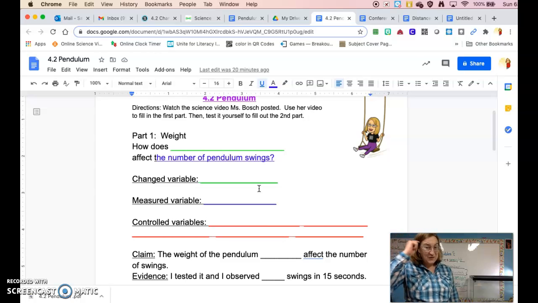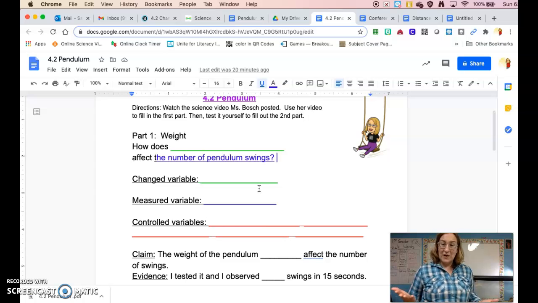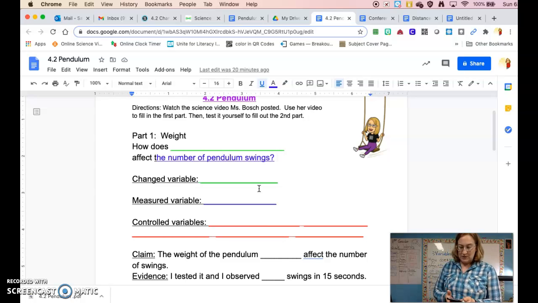So now evidence. I claim the weight of the pendulum, you need to fill that in, and you need to do your thinking, does or does not affect the number of swings. And evidence, I tested it and I observed swings in 15 seconds. If we were at school, for some of those math masters, superstars out there, I would be showing you how to calculate the average, which in math class you talk about the mean, median, and mode. I would be showing you how to calculate the mean, where you add the 3 tests together and then divide by 3. So there is an extra bonus challenge for some of you super scientists who want to go for it. But I'm just saying that's an extra. I think it gets to be too many steps and directions for this video.